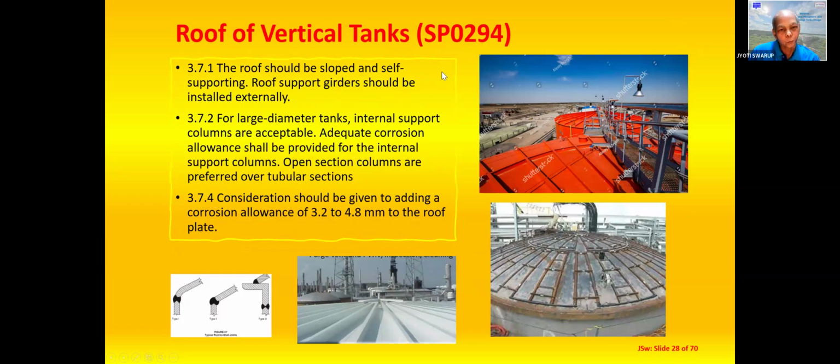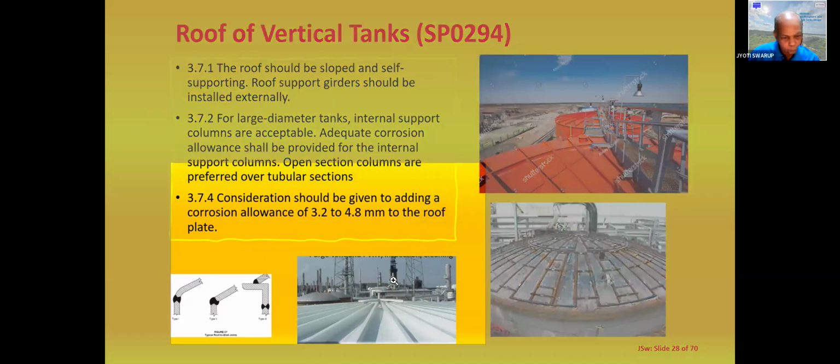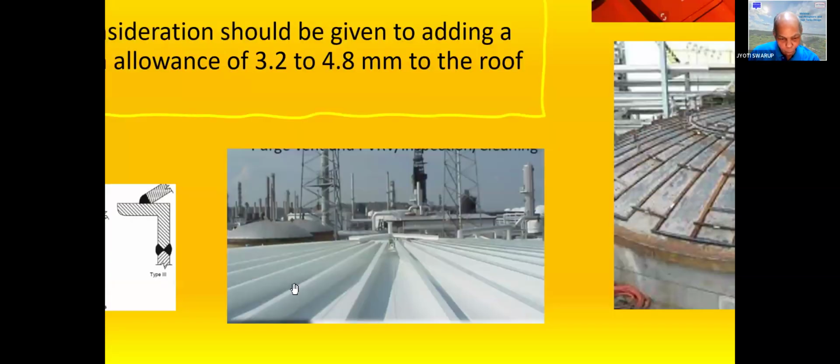The roof should be sloped and self-supporting. Roof support girders should be installed externally. If you see these photographs here, this is the roof support. The girders are basically installed outside the tank, not inside the tank.